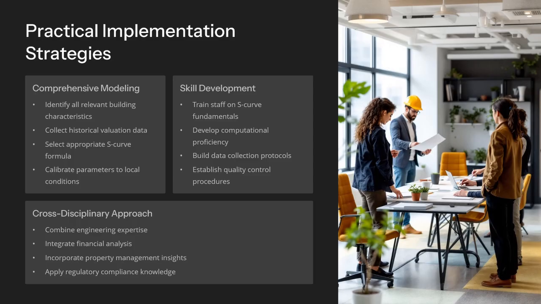So, practical implications and strategies: how you can practically use this S curve. First thing is comprehensive modeling. When you are doing modeling, you have to identify the relevant building characteristics, collect historical valuation data, select the appropriate S-curve formula, and then calibrate the parameters to local conditions. For this, you need skill development. If you have the skill for doing all this, only then can you produce accurate S curve results. So for that we need skill development.